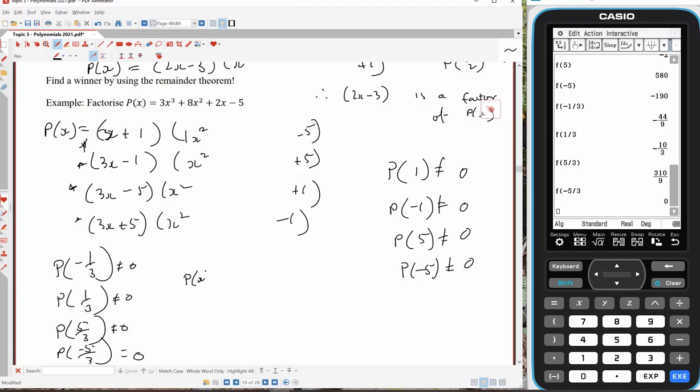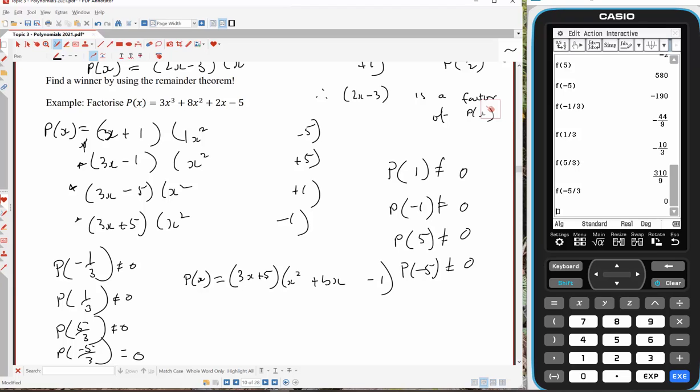Okay, so p of x equals, what was it, 3x plus 5. And now what we're going to do is work out what the quadratic has to be. That has to be negative 1 plus bx. So we'll use the equating coefficients technique to get the coefficient there.